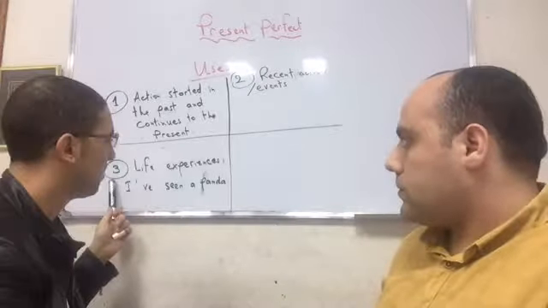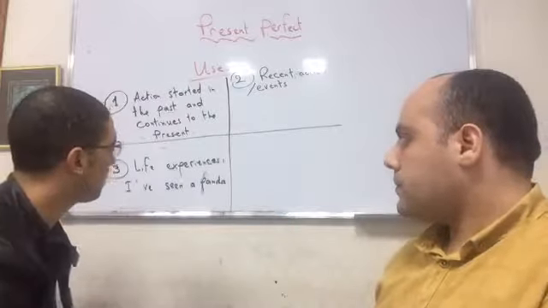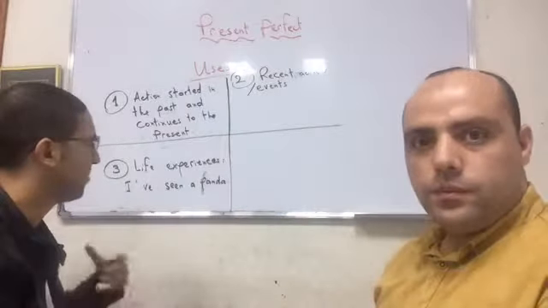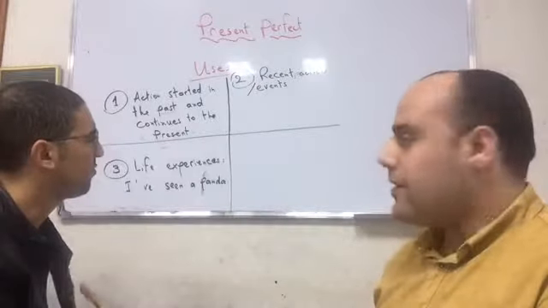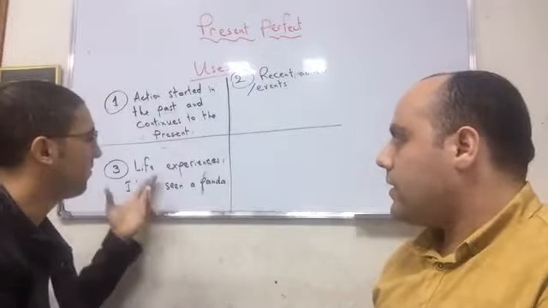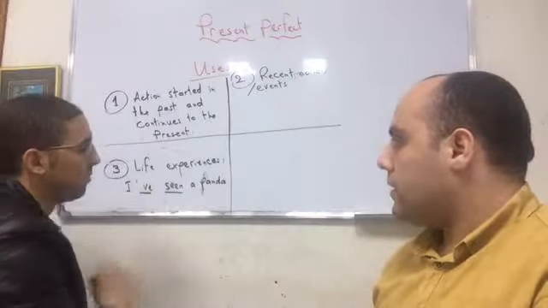Here, the third use is to talk about our life experiences. Maybe we're going to focus on this here. I've seen a panda, I've been to a lot of countries, I've met a lot of people from different cultures. These are life experiences. Use the present perfect.